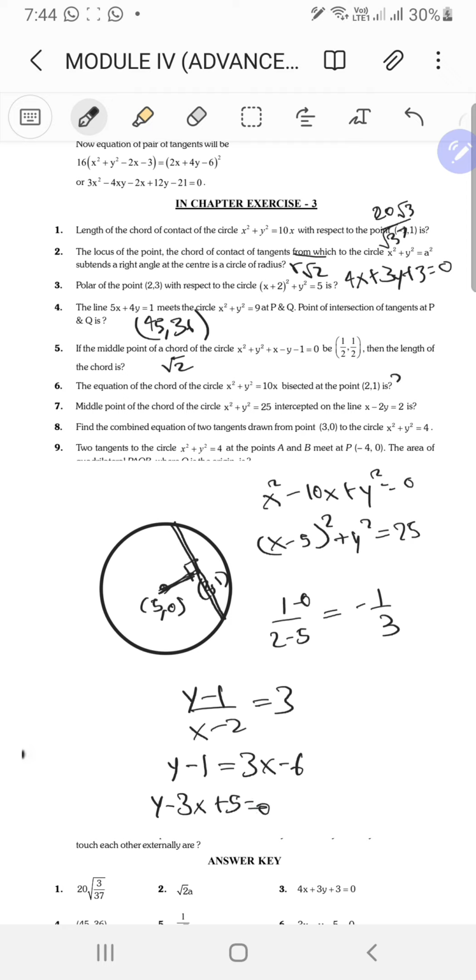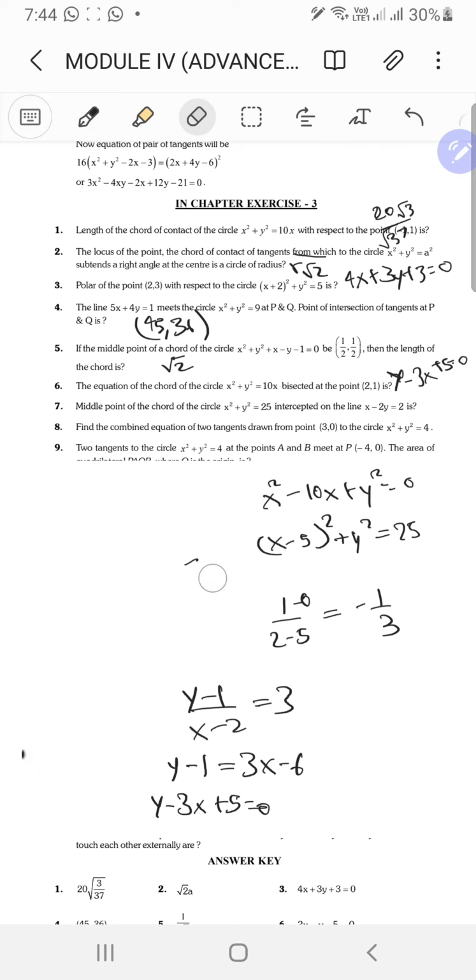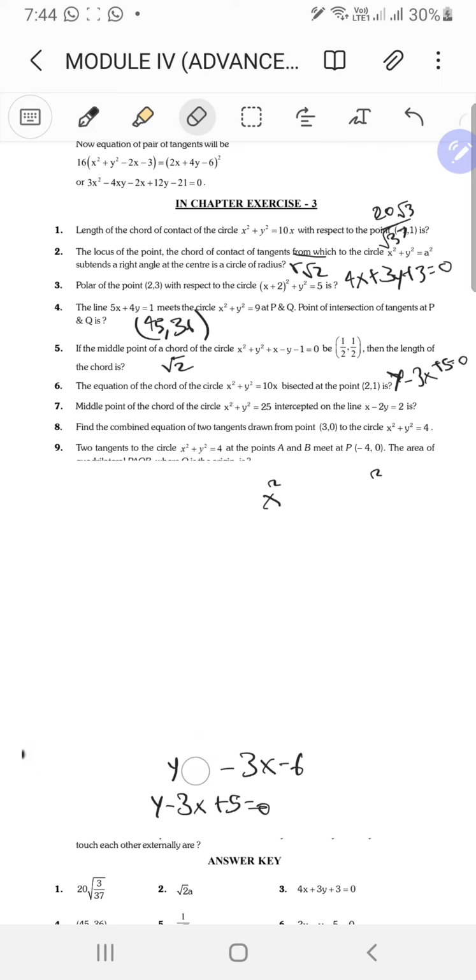Where was I? Yeah, y minus 3x plus 5 equal to 0. That should be the equation. Okay, the middle point of the chord of the circle x squared plus y squared equal to 25 intercepted on the line x minus 2y equal to 2 is. So I think they mean something like this.